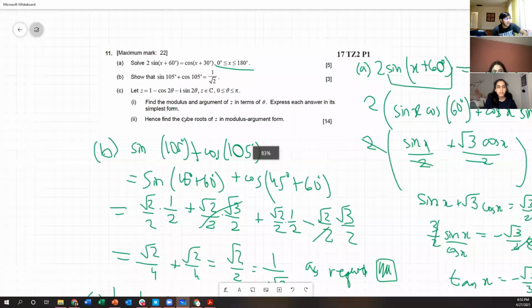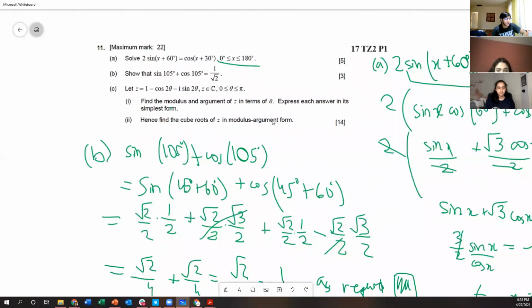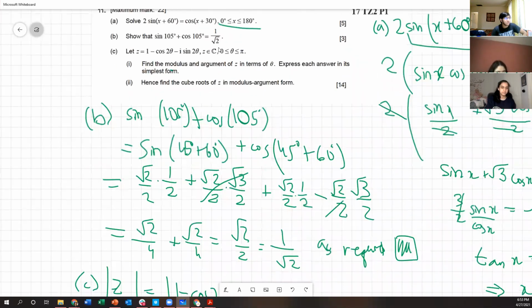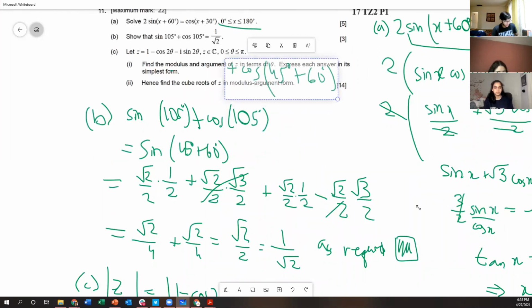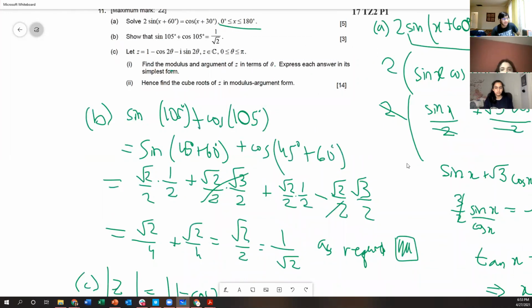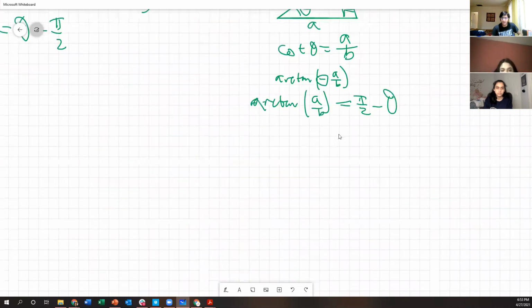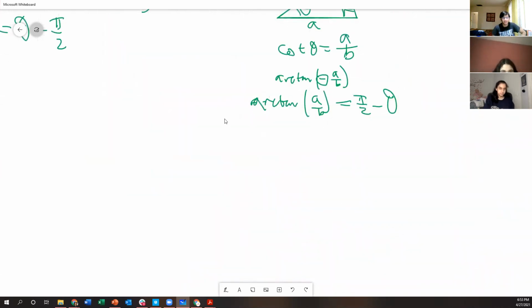Okay, thank you. Hence, find the cube roots of z in modulus-argument form. Also, 0 is less than theta is less than pi. I should have mentioned that for the problem we were doing earlier, because I think I did mention that, right? How it has to be in the second quadrant of the tangent. Anyways.